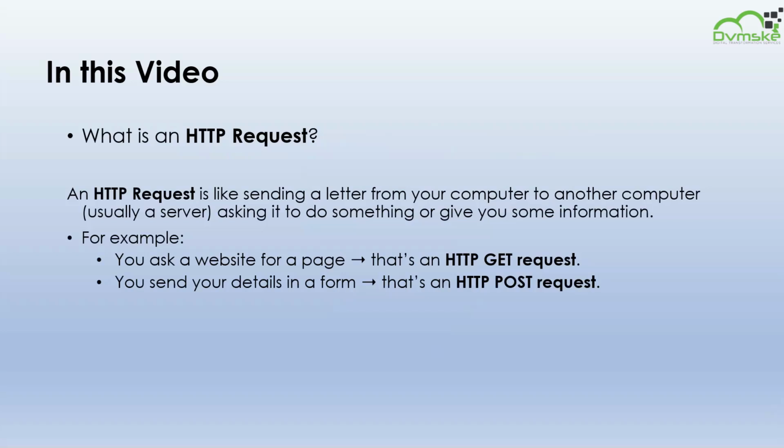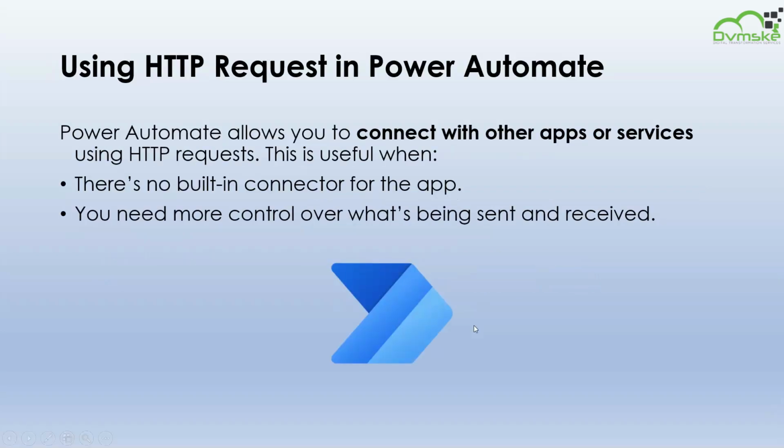Why do we need it? Power Automate has a lot of connectors, even though if you want to connect it to something where a connector doesn't exist, you can use an HTTP request. For example, you have a private software your company uses and you want to connect it, then the connection can happen through a HTTP request.